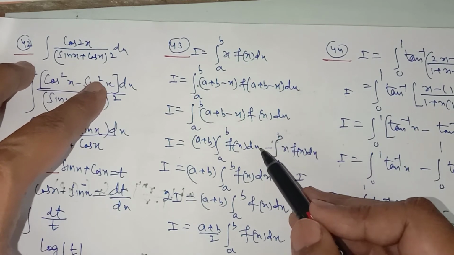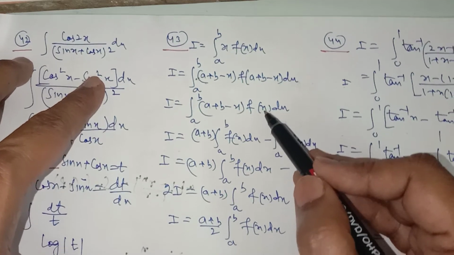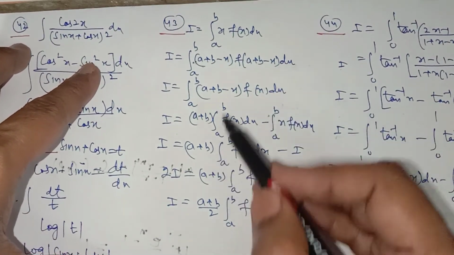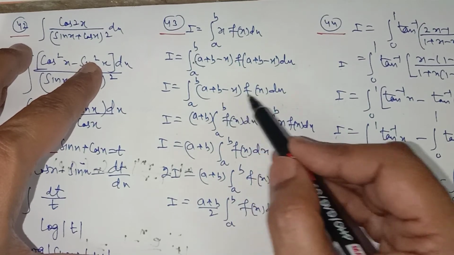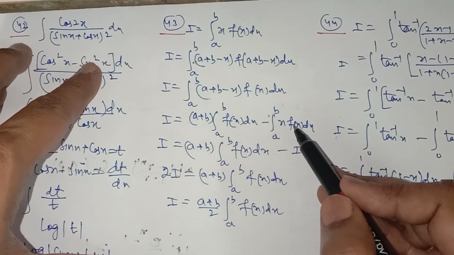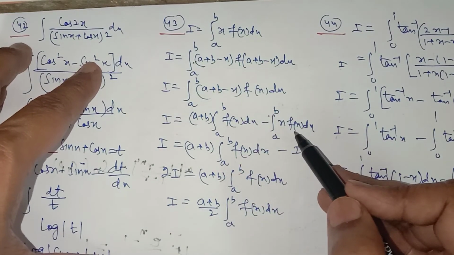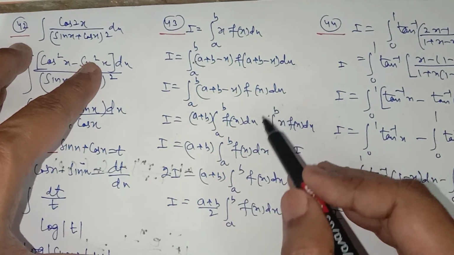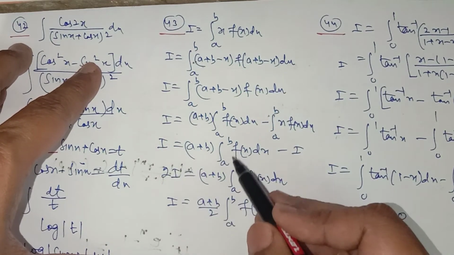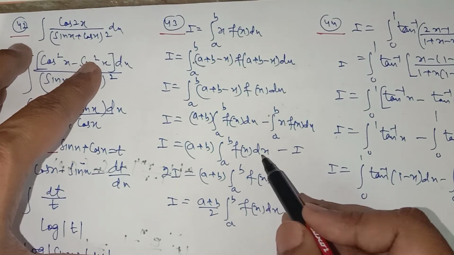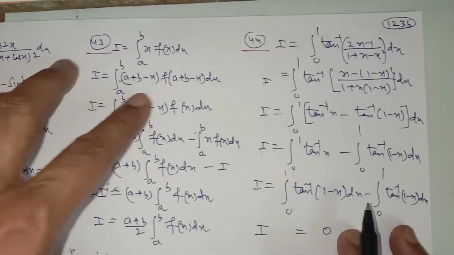It is given in the question. f(a plus b minus x) is equal to f(x) is given in the question. You see the question carefully. Now you break into 2, a plus b into f(x) and minus x into f(x). Break into 2 integrals. This, and this is equal to I. Take this to the left hand side. It is 2I equals a plus b, integral from a to b of f(x) dx. Take 2 to the left hand side. So this is the proof you have to do.